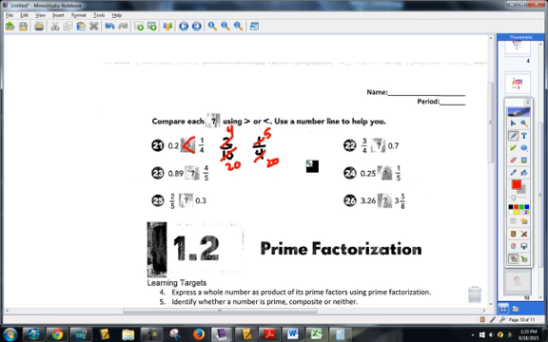And feel free to continue practicing these. Again, I can check these for you tomorrow if you want to have additional practice.